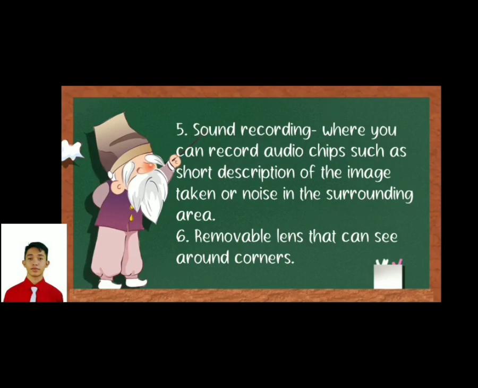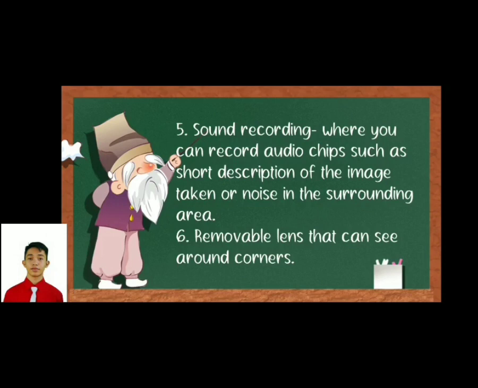When we say description of the image taken, it means that the user can record a brief audio description of the image they have captured. This can include details about the subject, location, or any other relevant information that enhances the viewer's understanding of the image. Image description can be particularly useful for visually impaired individuals or for adding context to photographs.